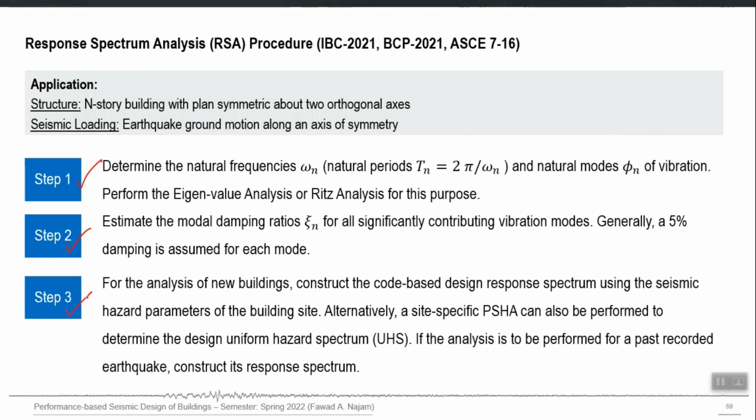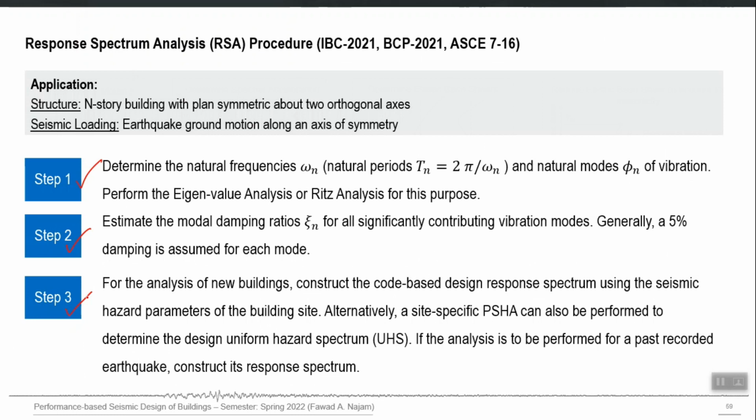Third step was to construct the response spectrum to be used for this analysis. For the design of new buildings, obviously you have two options, either use the code based spectrum or go for site specific analysis. And for analysis against some past earthquake, you can construct its response spectrum, and in that case obviously you will be having the history of that earthquake already with you. So you will be running the single degree of freedom system again and again by varying its time period to finally plot its response spectrum, acceleration response spectrum.